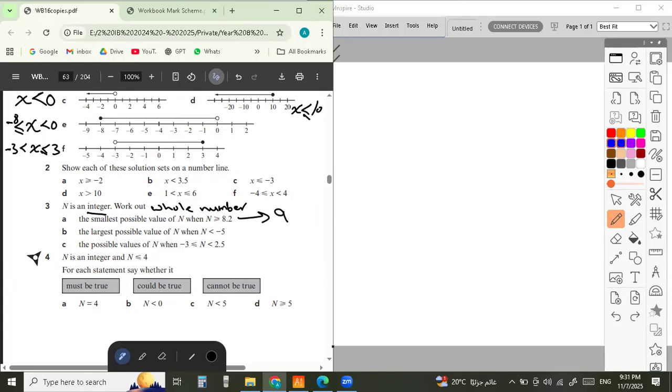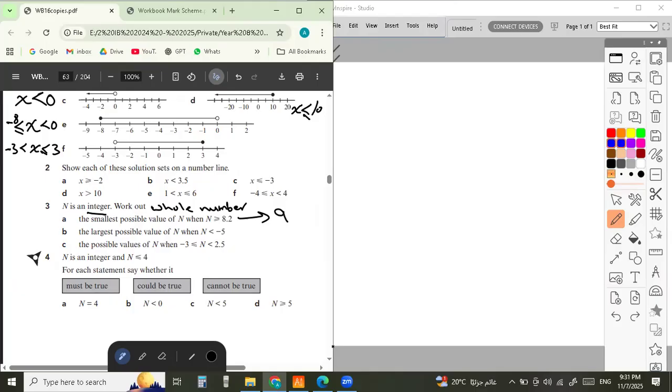Why? Because they said it's greater than or equal to 8.2. It cannot be 8.2, cannot be 8.3, cannot be 8 point anything, because they said it's a whole number. So the first whole number that is after 8.2 is 9. And why did you say after, not before? Because they said n is bigger than 8.2. Then it must be after 8.2.